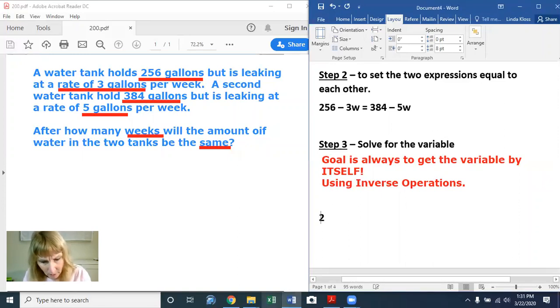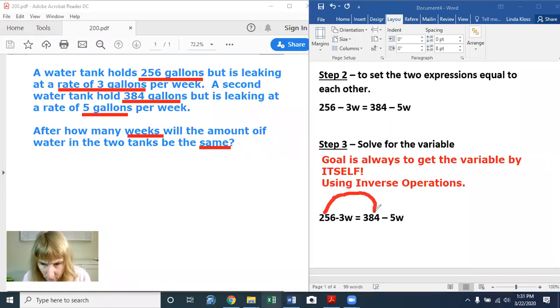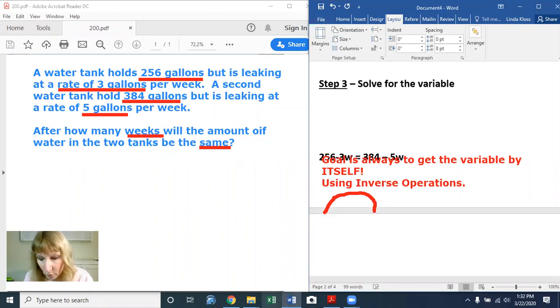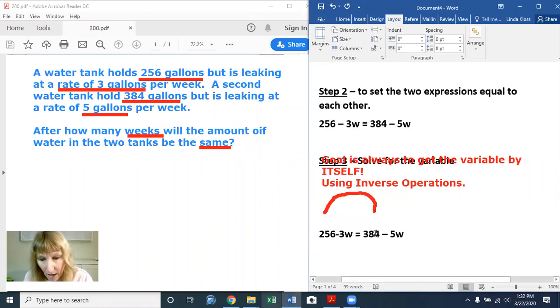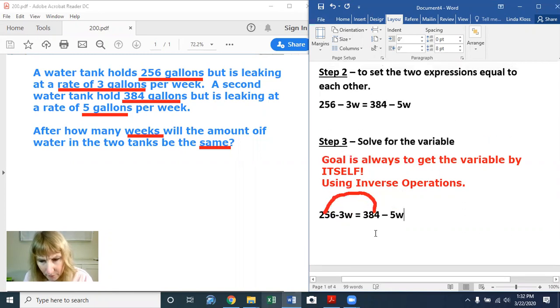Okay, so let's continue on with our solving of this. So I'm going to rewrite it. 256 minus 3W equals 384 minus 5W. So I have to get the W's on the same side of the equals, and I have to get the constants on the same side of the equals. So I think what I'll do first is I will take this 256 and somehow get it over to that side of the equals. How will I do that? Well, I will use inverse operations.